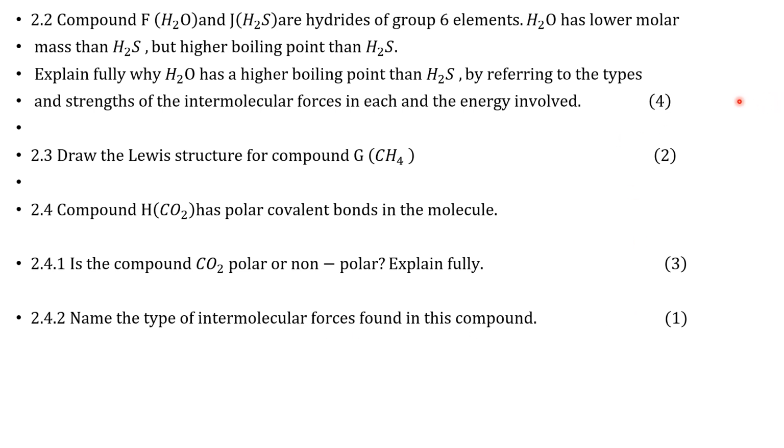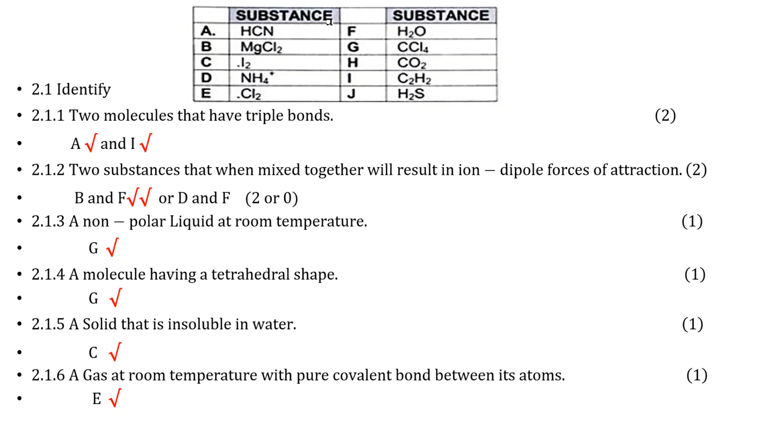Right, so let's answer it. So two molecules that have triple bonds. First one, HCN. Remember, hydrogen combines with one valence electron of carbon, and there are still 3 left. So the 3 of carbon combine with 3 of nitrogen, so they form a triple bond. Same here, C2H2. So A and I.